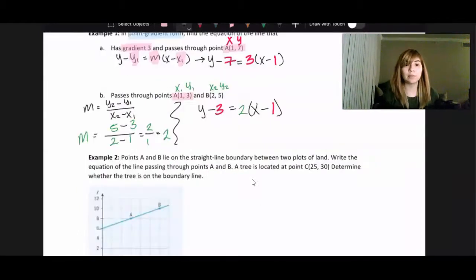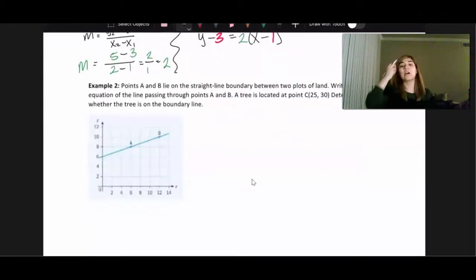So we're going to example 2. We have 2 points again lying on a straight line of 2 plots of land. And we're asked to write the equation of the line passing through points A and B. We have a tree that's located at point C, which is 25, 30. And we're asked to determine whether the tree is on the boundary line.